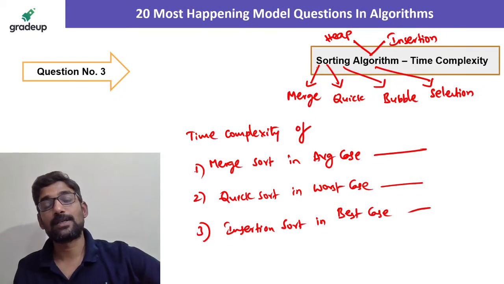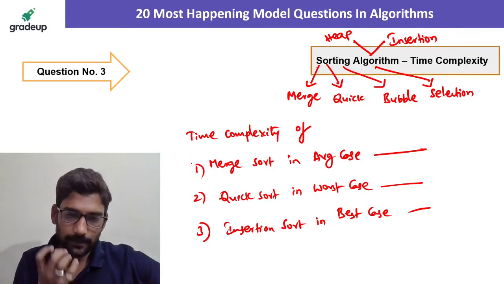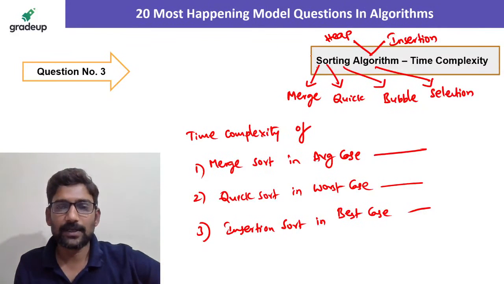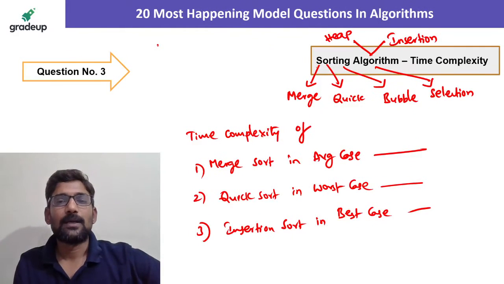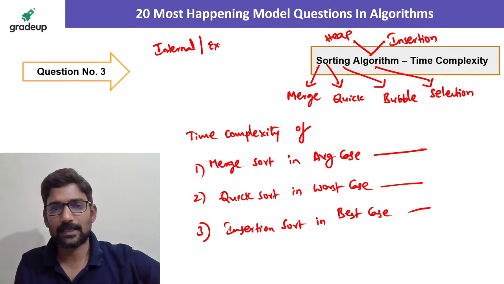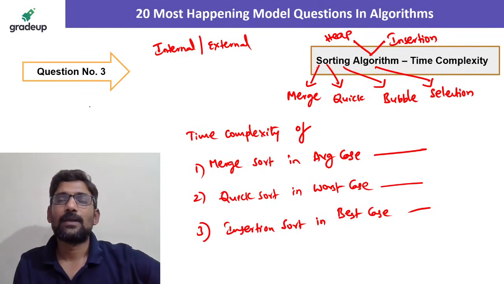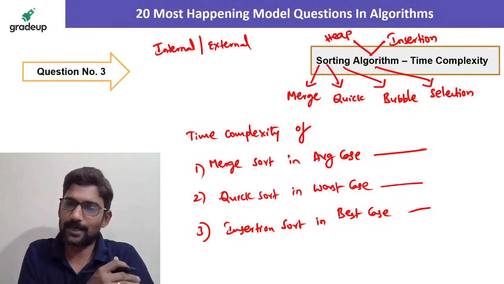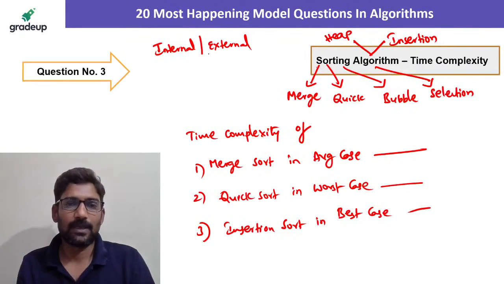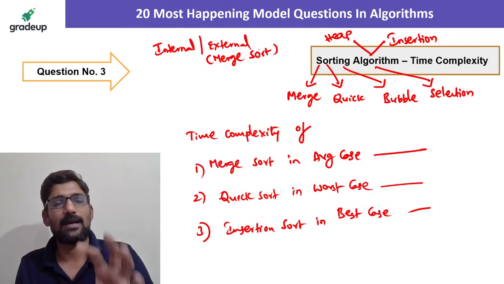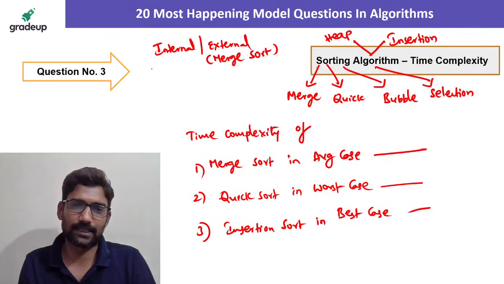From sorting algorithms, we also have the terminology internal sorting and external sorting. Internal sorting means which use the memory that is allocated. External sorting means which use extra memory than allocated. We have only merge sort in these 6 as external, all the others are internal.